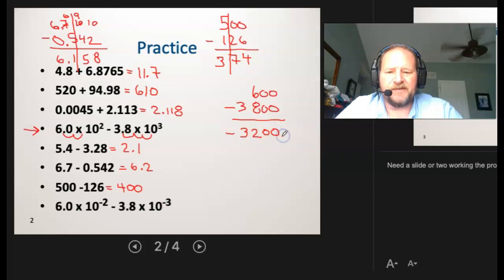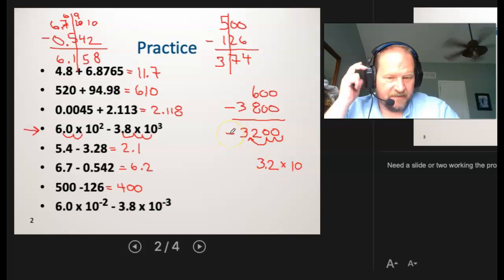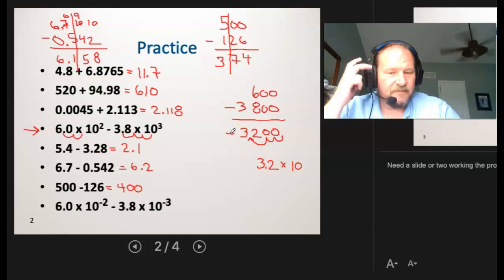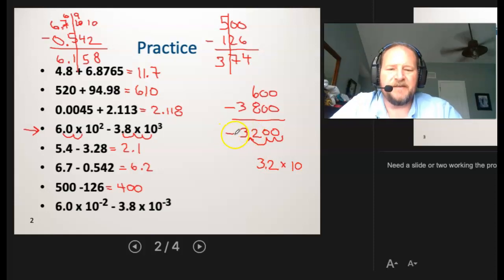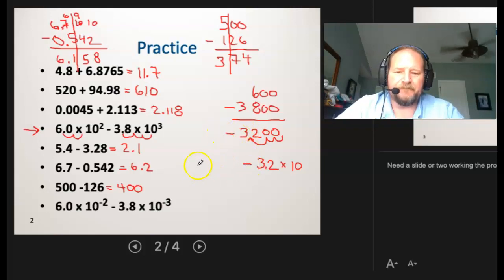So remember the decimals here. So we're going to go over 1, 2, 3 places. And so that's going to give me 3.2 times 10. Now I have this negative here. Now that negative is simply telling me the direction on the number line that it's moving. It's saying it's going negative. So we're going to carry that negative down here.